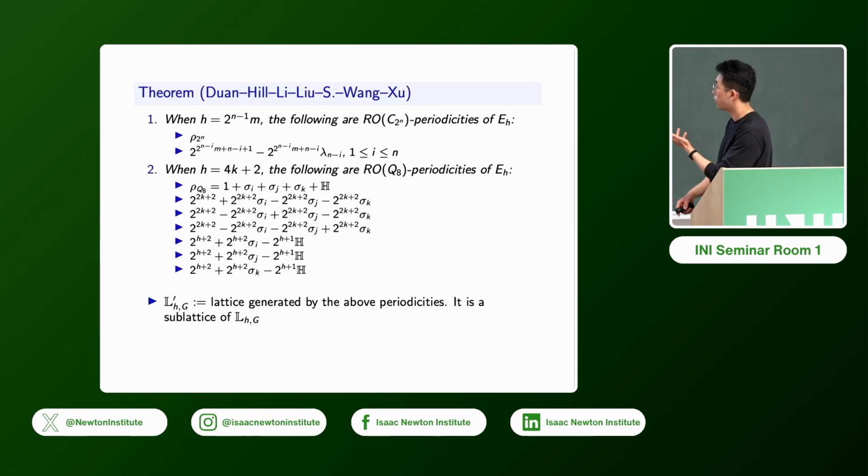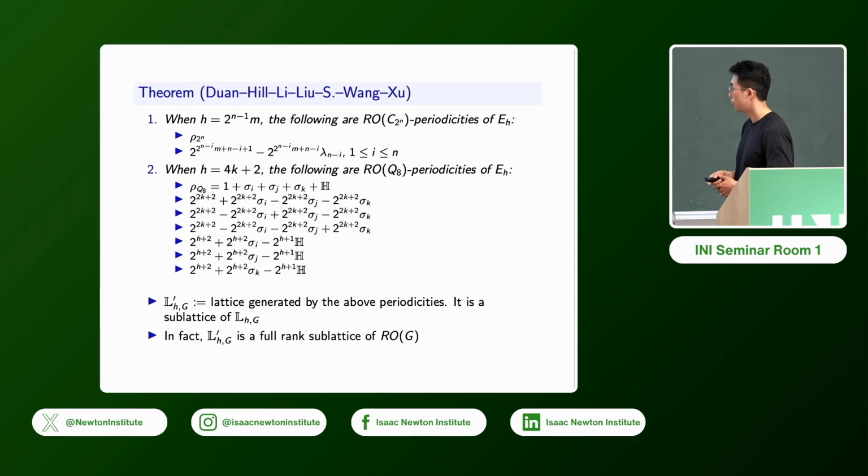Okay, so let me go back to this RO(G)-graded periodicity theorem again. What I can do is that now that I have all of these periodicities, I can define a new lattice. I'm going to define this L_H(G)' to be the lattice that's generated by these periodicities. It's a sublattice of the entire periodicity lattice I want to study, L_H(G). So how good is this lattice? It's actually pretty good. In fact, this L_H(G)' is a full rank sublattice of RO(G).